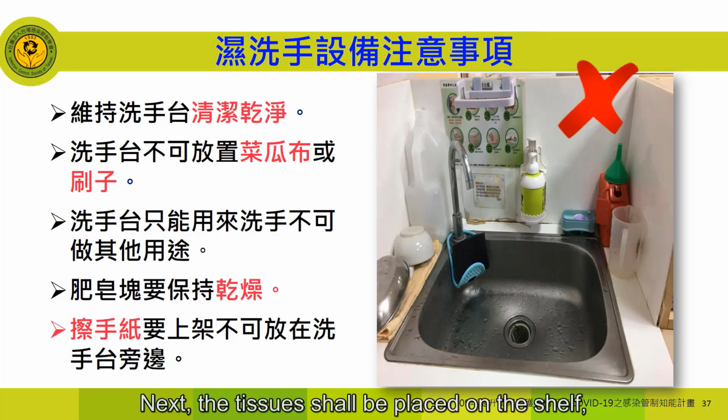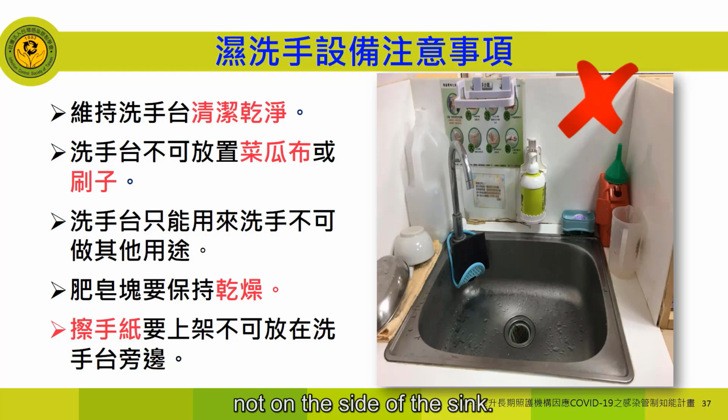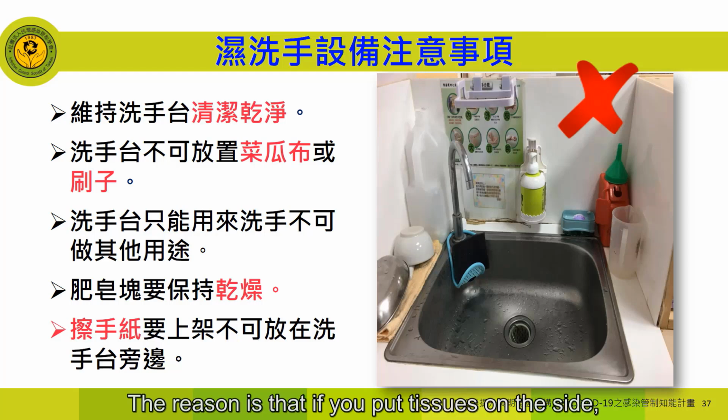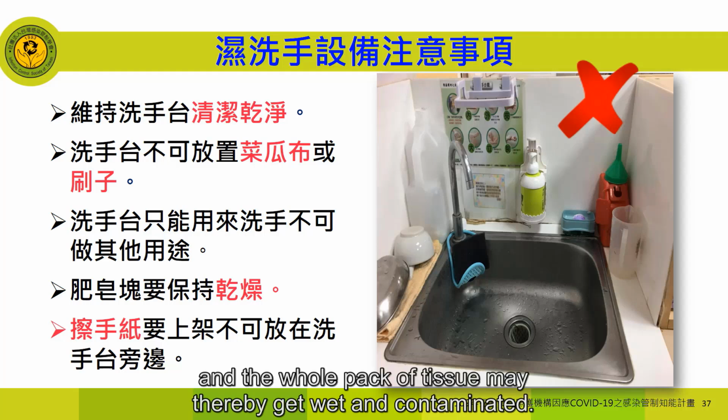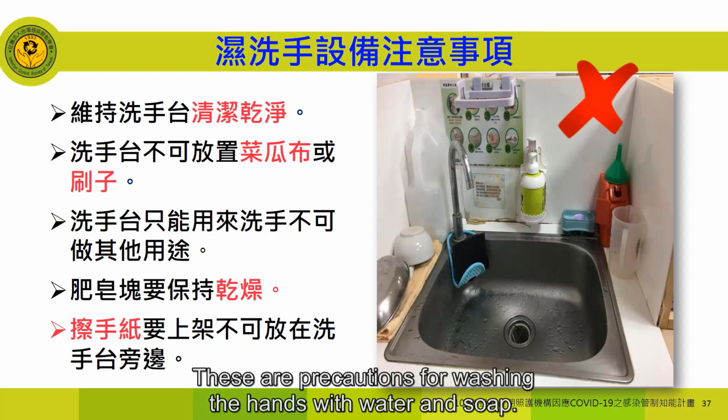Next, the tissues shall be placed on the shelf, not on the side of the sink. The reason is that if you put tissues on the side, the tissue can get wet very easily, and the whole pack of tissue may thereby get wet and contaminated. These are precautions for washing the hands with water and soap.